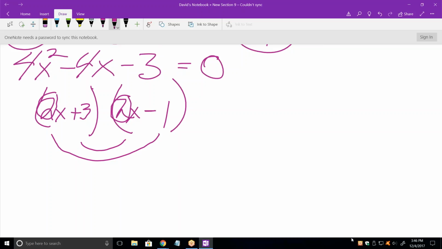What's the inside? 6x. I put the plus there just because I know I'm going to have to add it to another number. What's the outside? Negative 2x. Add them together. Plus 4x. Is that the correct middle term? No, it isn't. We're looking at minus 4x. What does that mean? What's my answer?